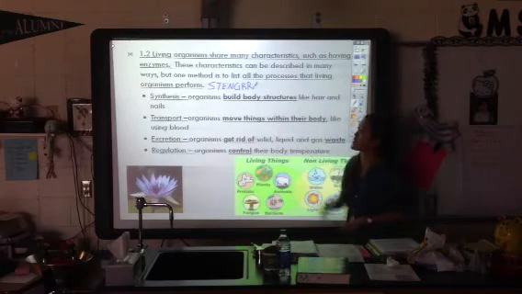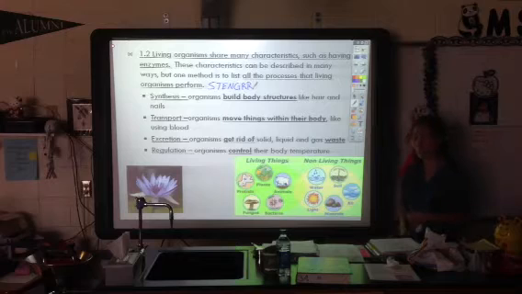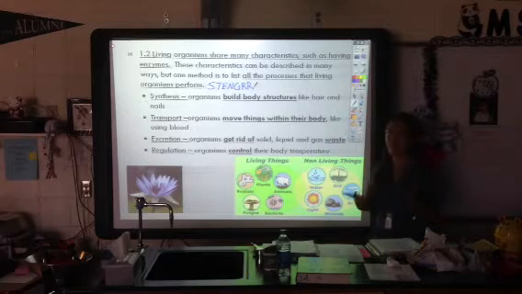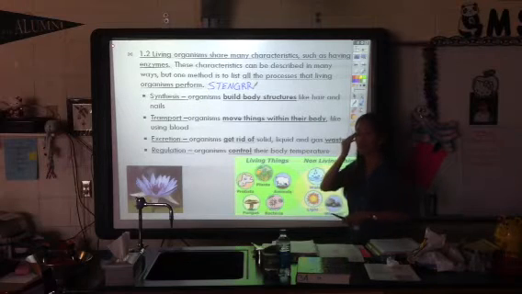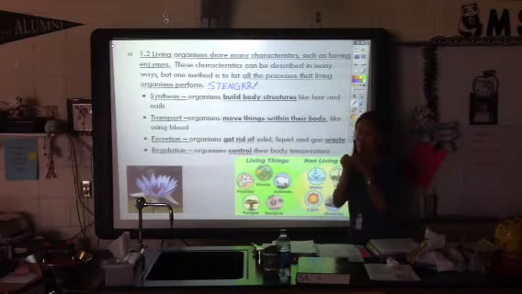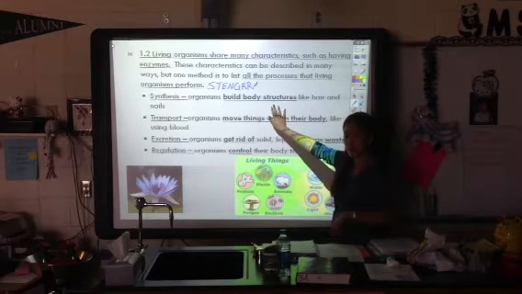The first process is synthesis, and this is where organisms build body structures like hair and nails. So in synthesis, just like earlier how we talked about enzymes putting molecules together to make something, that's what synthesis is all about. We're building something.